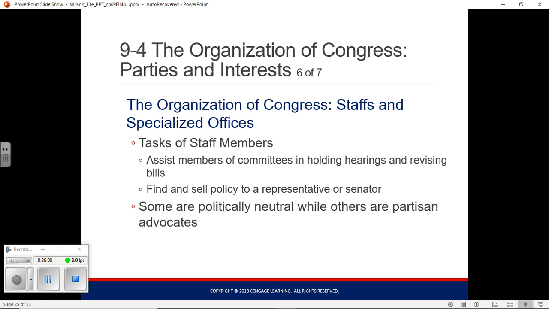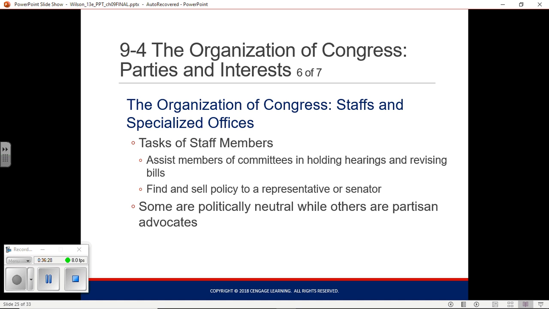Now, staff members. Okay, used to be you didn't really have a staff. In 1900, representatives had no personal staff. Senators averaged fewer than one staff member each. By 1979, the average representative had 16 assistants, the average senator 36. I mean, these people have their own armies.